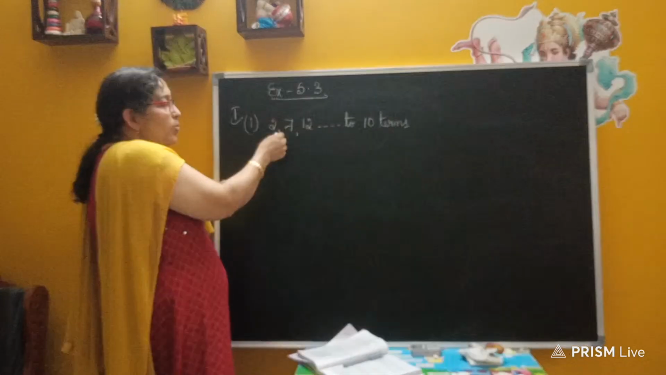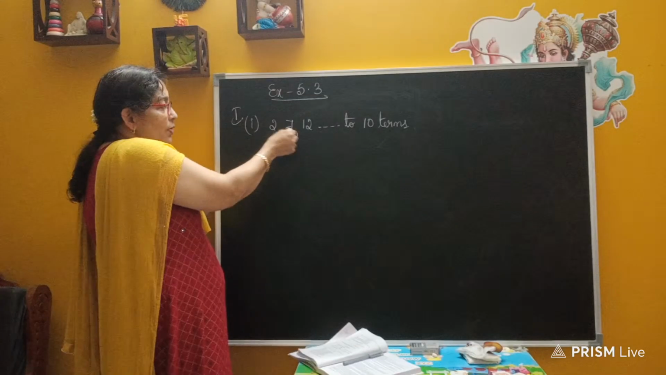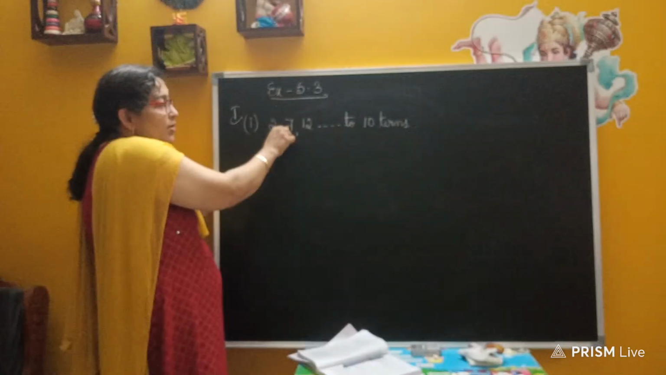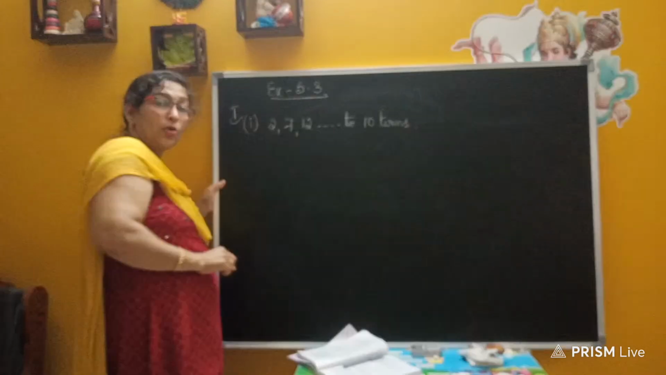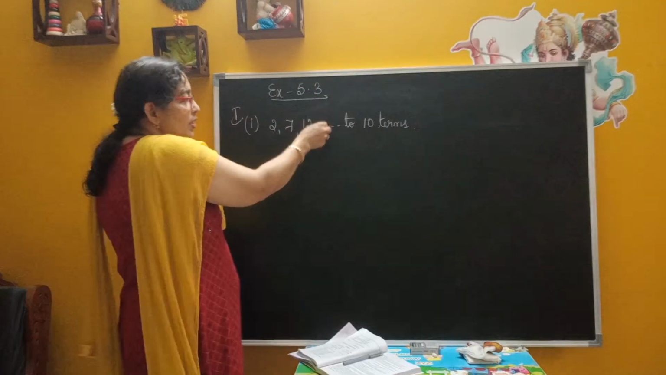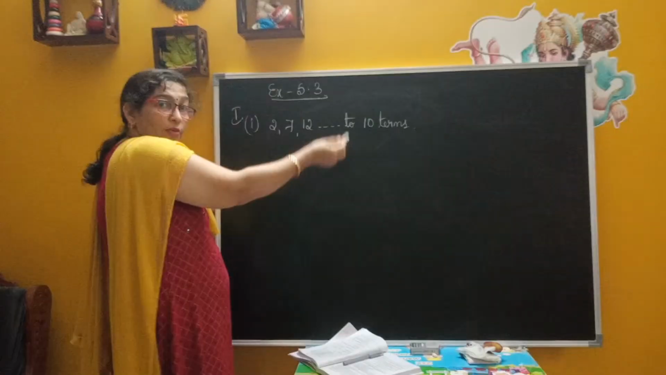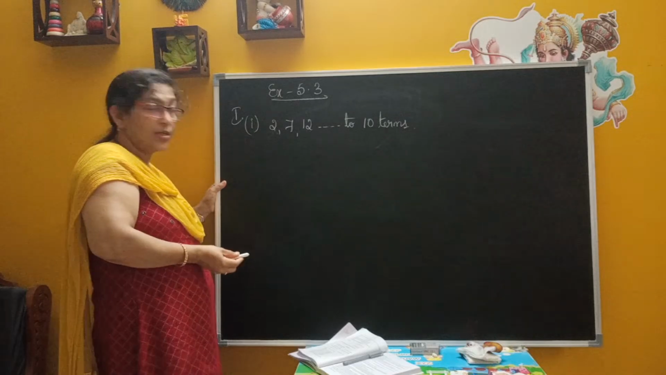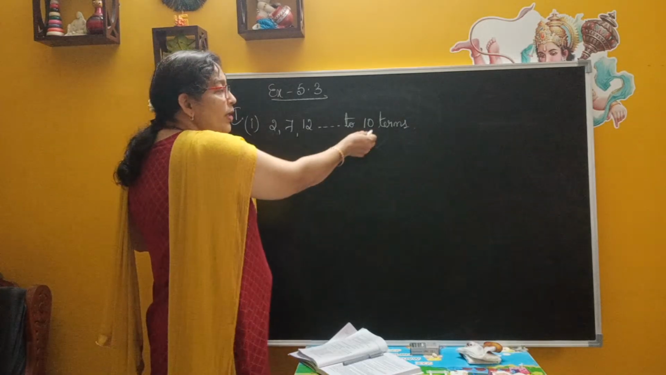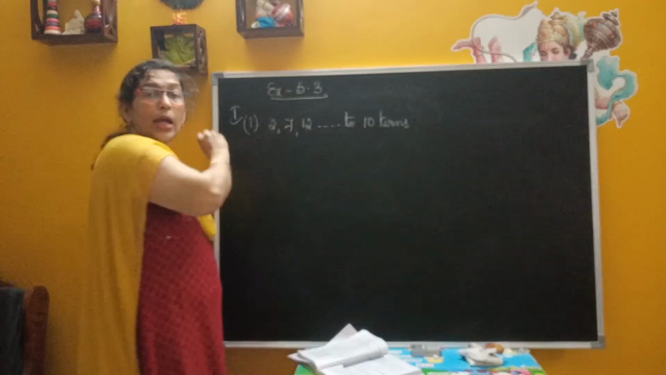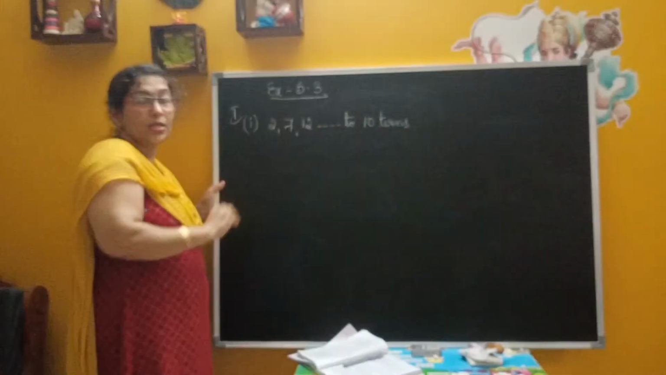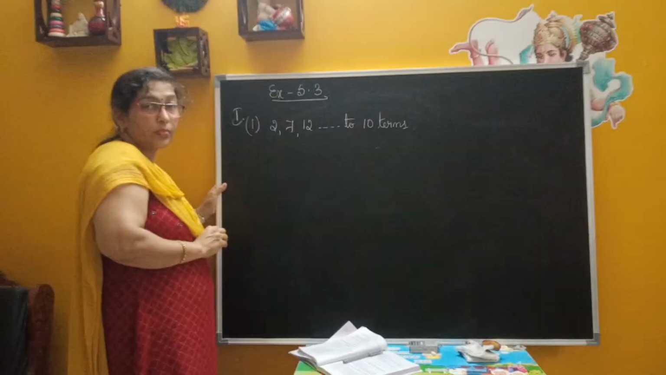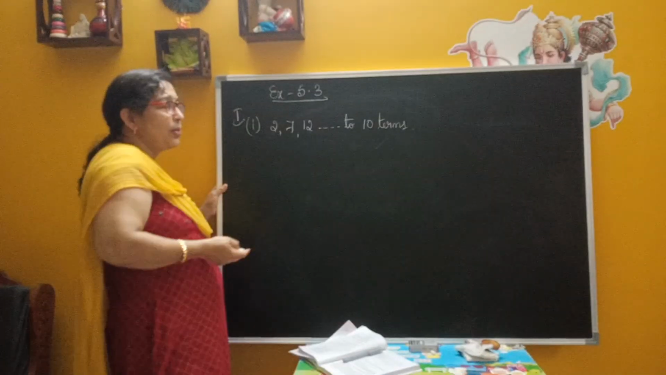What will the next number be? What is the difference? 7 minus 2 is 5. 12 minus 7 is 5. So for each term we have to add 5. 12 plus 5 is 17. 17 plus 5 is 22. 22 plus 5 is 27. Like this, how many terms do we need to find? 10 terms. If we add all those terms, what is the sum? That is the question. But you need not write all the numbers and add them.